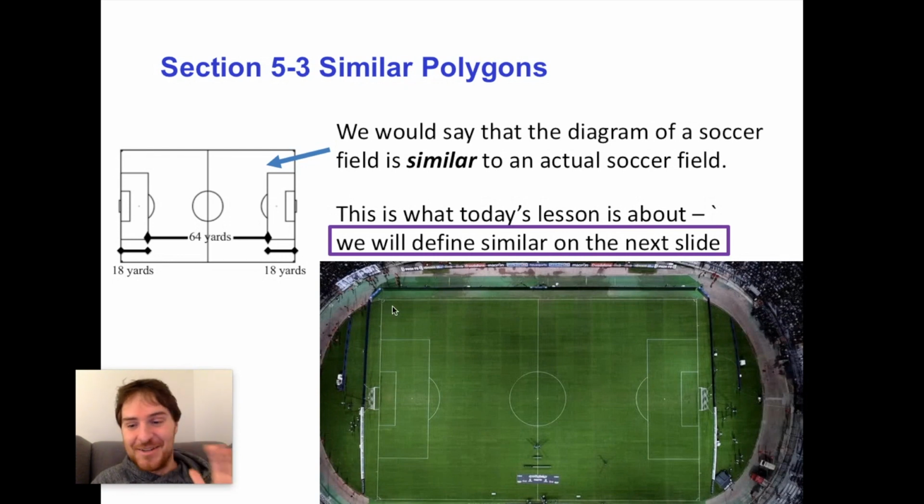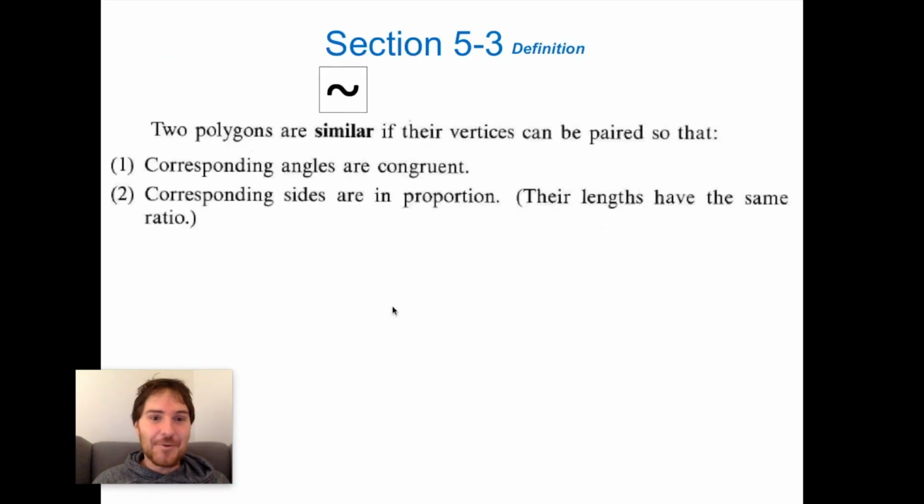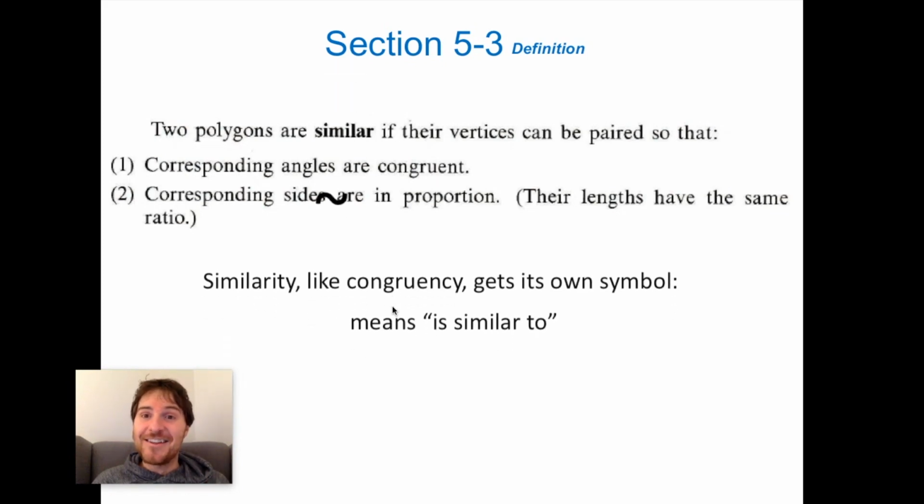I'm getting a little ahead of myself here, but I'm just getting excited. Similar polygons, pretty cool. We're going to have this idea of ratio going from one figure to the next figure. One other thing that I want to point out that you see on the screen that I haven't explained yet: remember, I said in the first few chapters we spent a lot of time on congruency. Now we're talking about similarity. Like congruency, similarity gets its own symbol. So put this in your notes.